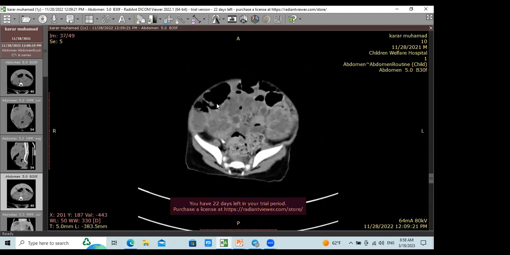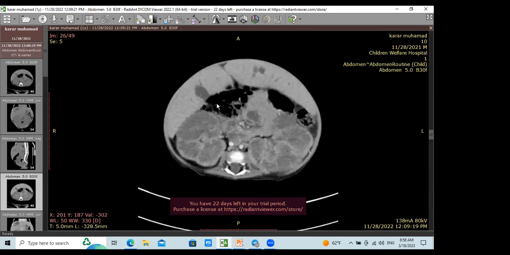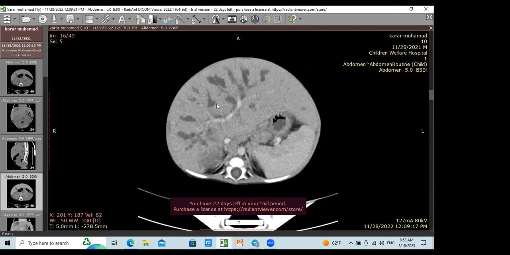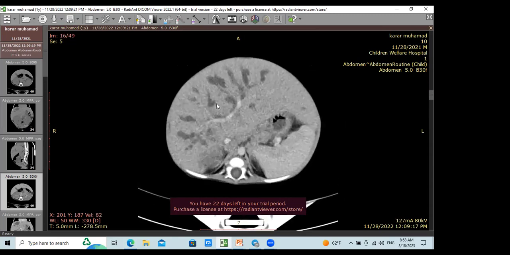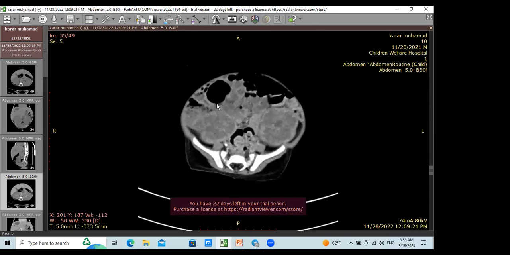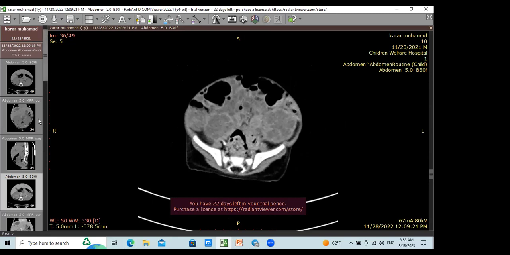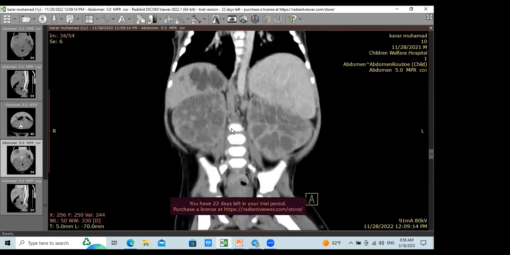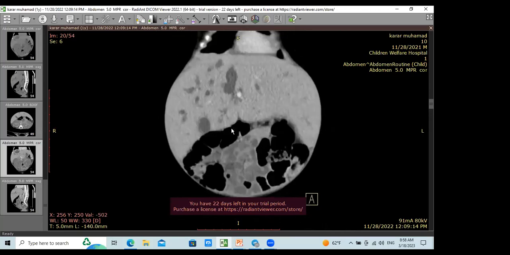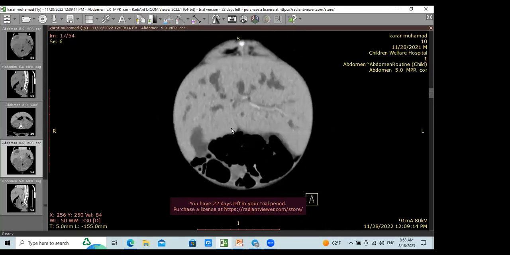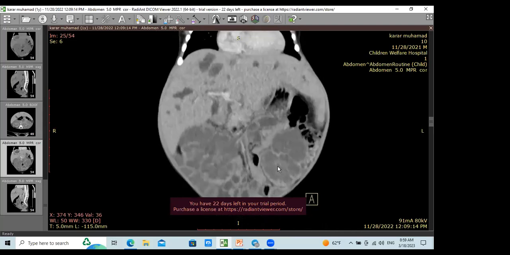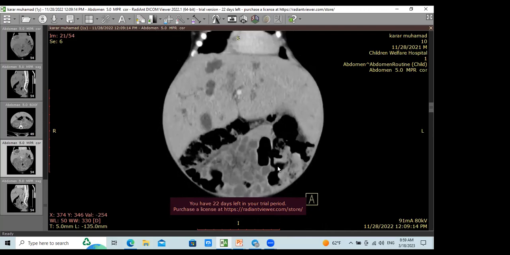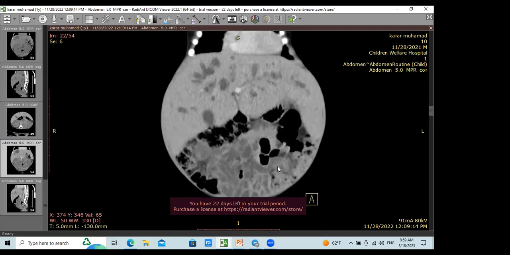This is the contrast. The CT scan of the abdomen, multiple sections, shows enlargement of the liver and both kidneys, associated with diffusely dilated intrahepatic ducts, and after contrast enhancement showing what is called the central dot sign, which represents the portal radicals.